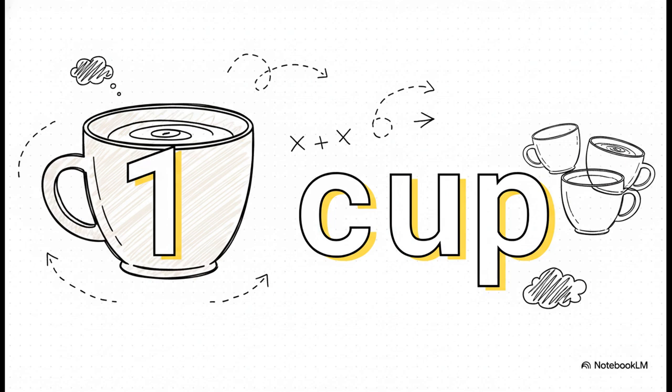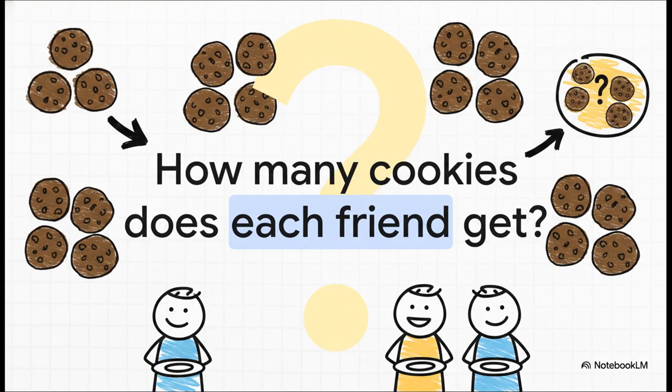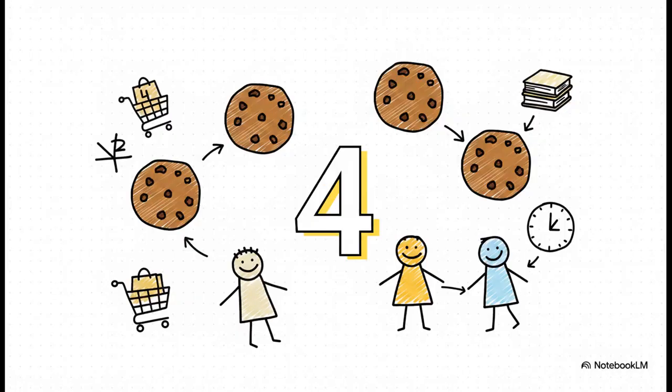Let's try another one. Okay, next up, let's bring out our sharing tool, division. You've got 12 amazing cookies, and you need to share them out equally with 3 friends. This is division in its purest form. You're just splitting 12 cookies into 3 equal groups. So how many cookies is each person going to get? 4. Of course, each friend gets 4 cookies. You do this kind of simple division all the time without even thinking of it as math.